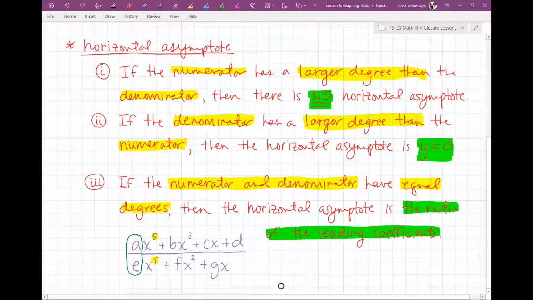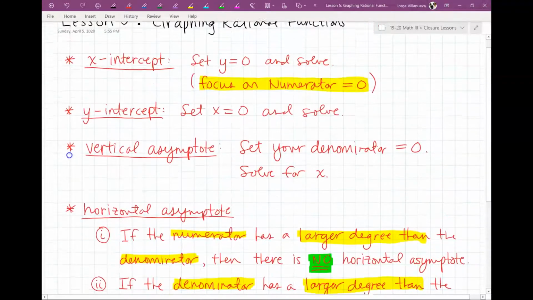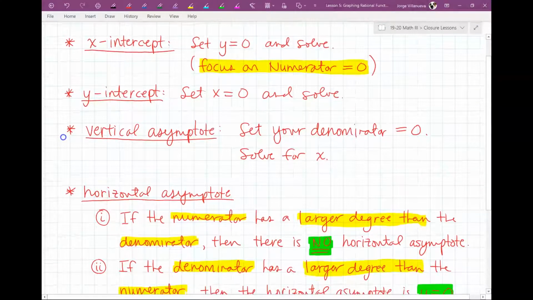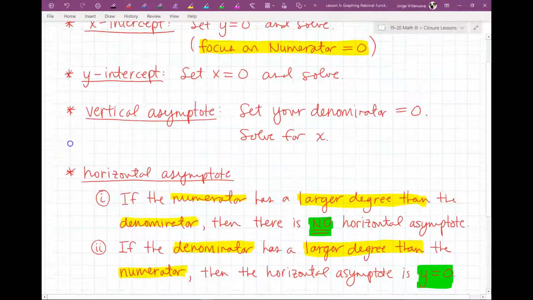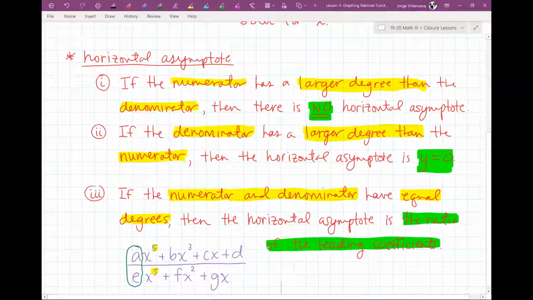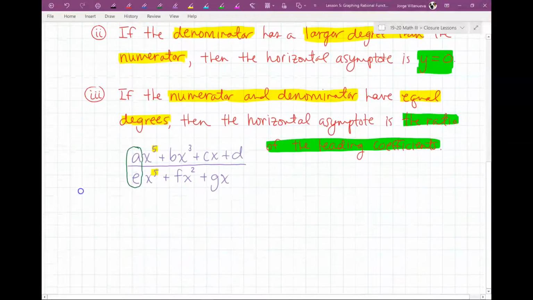Okay, so we have a lot of stuff, but the best way to do this is to just actually jump in and see how it's done. So x-intercepts, you set y equal to 0 and solve. Y-intercepts, you set x equal to 0 and solve. Vertical asymptotes, set your denominator equal to 0. Horizontal asymptotes, you have 3 situations. It's actually very easy, but there's 3 situations. Okay, so here we go.